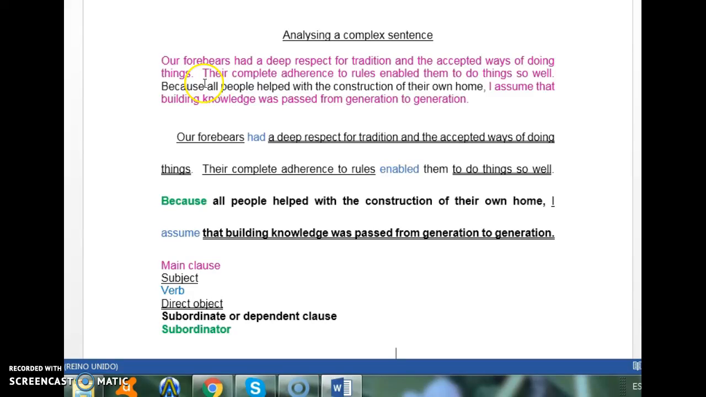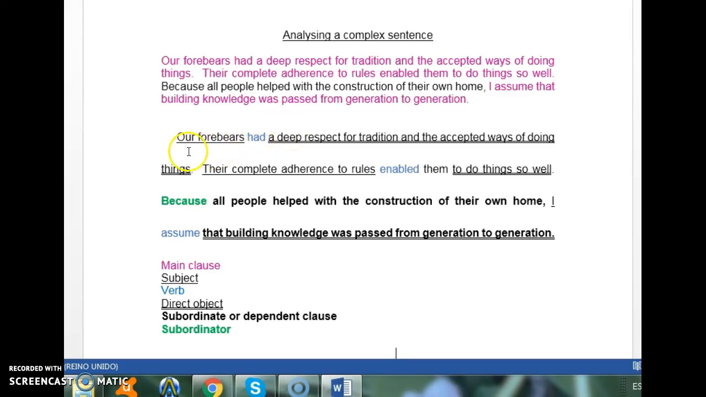And then here you have a subordinated clause, which is because. Because is an adverb clause of reason. So we have, in the first sentence, first of all, we have to find the verbs. And you have the verbs had and enabled and assume. Those are the three most important verbs, because here you have one that goes in the subordinated clause.